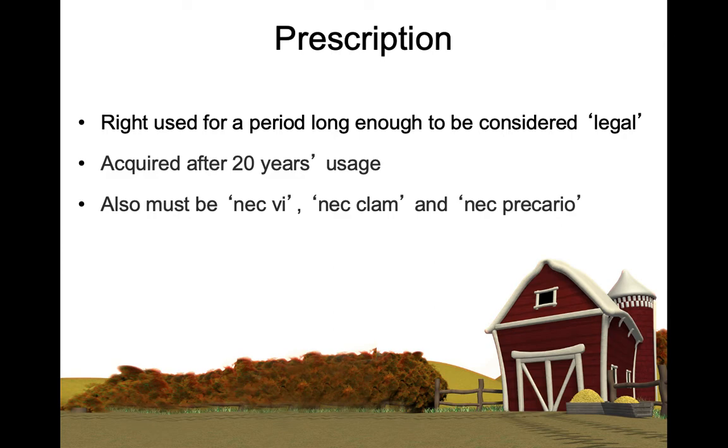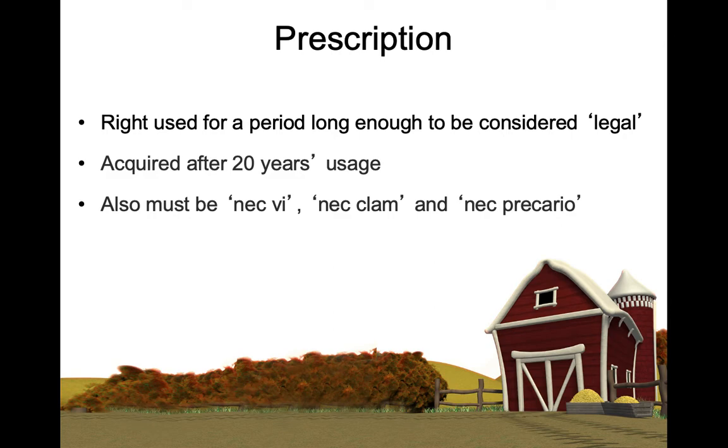It's referred to as needing these three things: nec vi, nec clam and nec precario. So you're wanting to do it without force, so there is not any force used in order to exercise it. You haven't forced your way onto the land, because otherwise you wouldn't be acting like you're the true owner. So that's nec vi, without force.